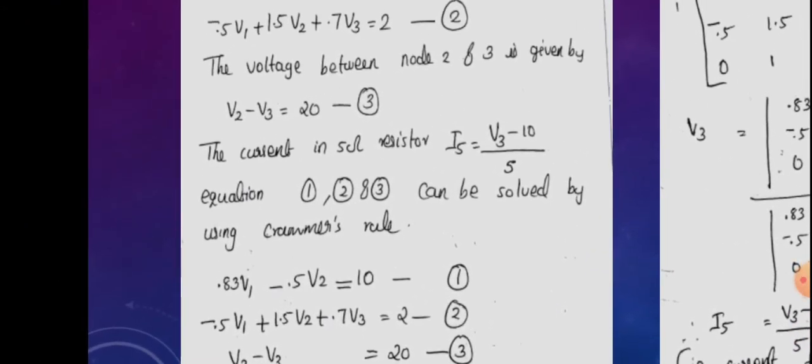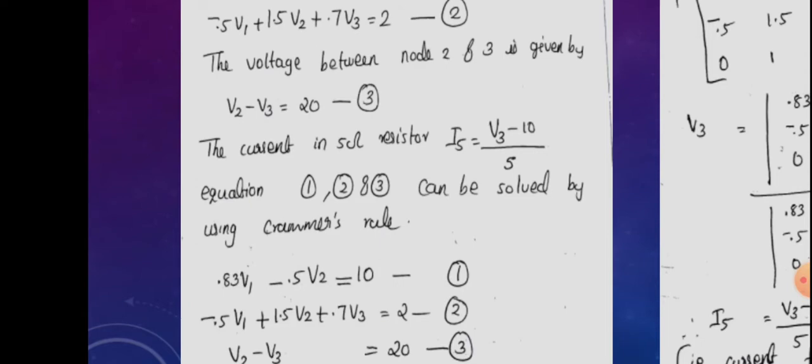So we have got 3 equations, 1, 2 and 3, and there are 3 equations and 3 variables, so we can solve for V1, V2 and V3 by using Cramer's rule. And how can we apply Cramer's rule? First of all, we have to write the matrix form. The matrix form is obtained by writing the coefficients of V1, V2 and V3 in a matrix. The first column contains the coefficients of V1, the second column contains the coefficients of V2, and the third column contains the coefficients of V3.